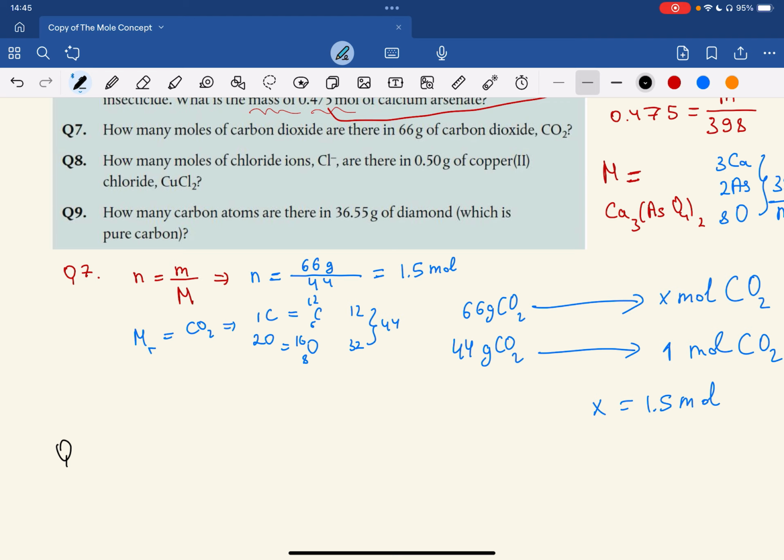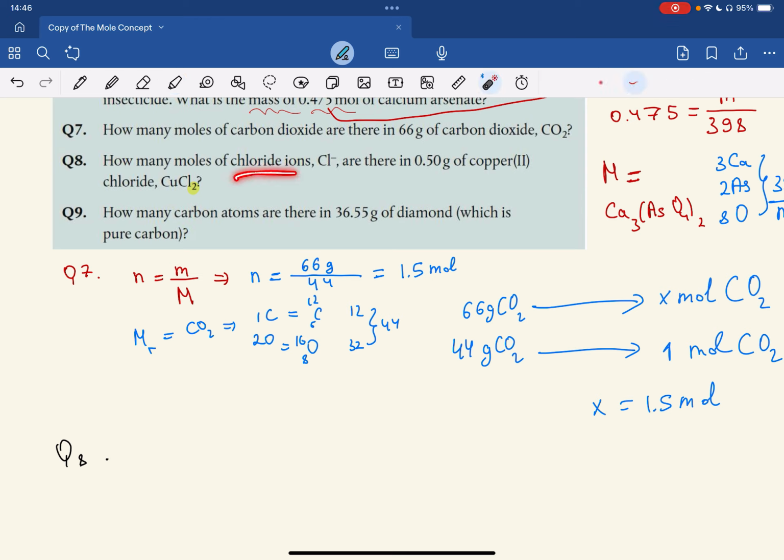For question number 8, it says how many moles of chloride ions. Remember, I told you in the previous questions, if we find the number of atoms, we have to include this number. For example, this is 2, yes? So we have to multiply. If it's about an atom, we have to multiply by 2. If it's about ions, the same thing. We have to consider this subscript.